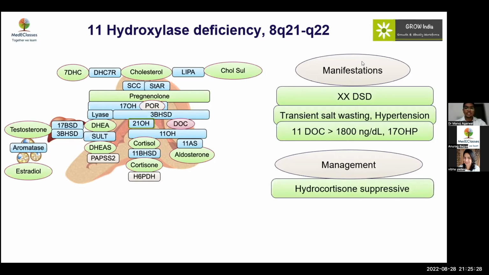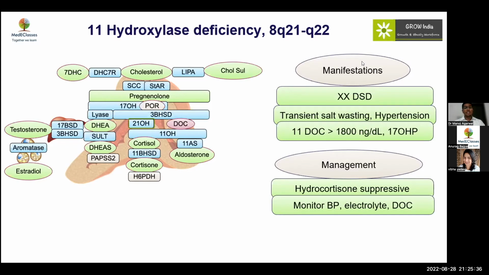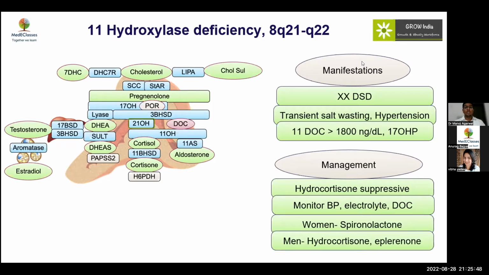And how to manage this condition? To manage this condition, again, we have to suppress ACTH. So cortisol is required to suppress ACTH. We need to monitor BP and electrolytes, and DOC is important to follow for follow-up. And for the men, we need to give an antagonist to the aldosterone receptor, which is spironolactone. For the women, we need to start with another molecule, which is eplerenone, and hydrocortisone.